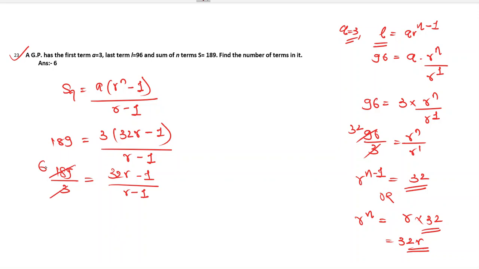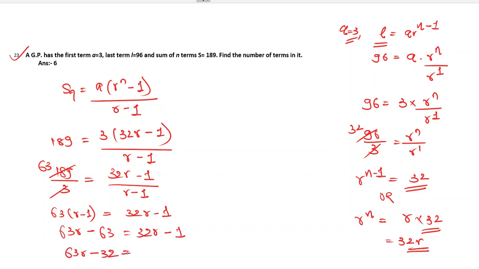So 3 6s are 18, 3 3s are 9. So 63 bracket r minus 1 is equal to 32r minus 1. So 63r minus 63 is equal to 32r minus 1. So 63r minus 32, hang in there, we are going to get the answer, okay, is equal to 63 minus 1.